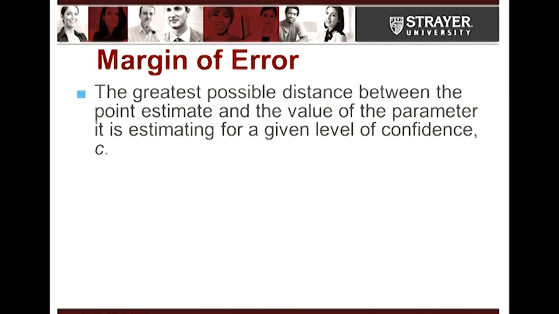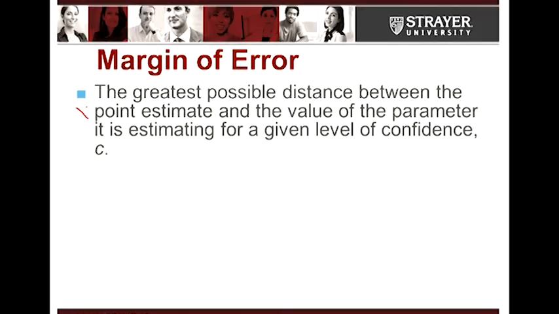Now, one of the calculations you have to make in order to find the confidence interval is the margin of error. The margin of error is the greatest possible distance between your point estimate, which is the mean, which I'm going to try and write here, mu, and the value of the parameter it is estimating. Okay?